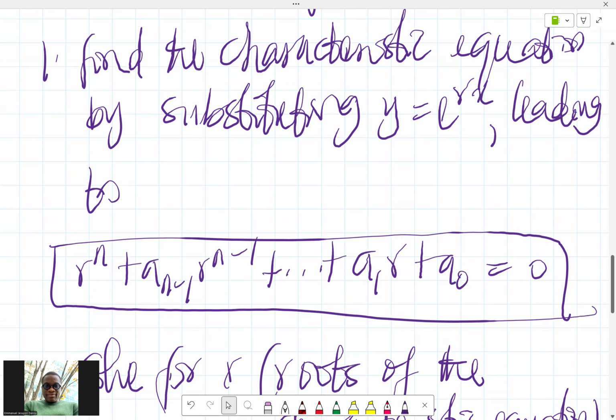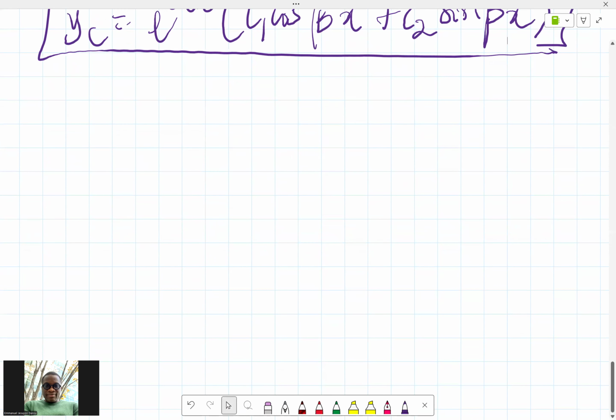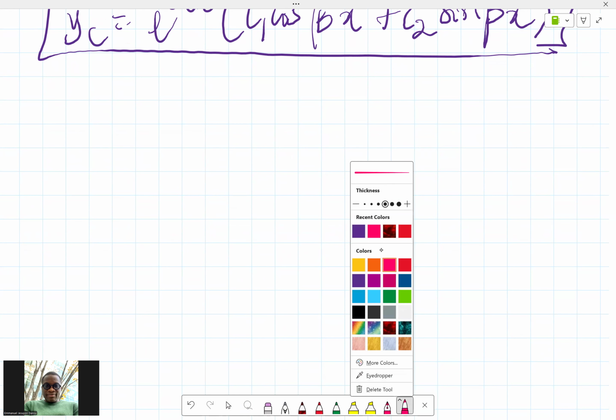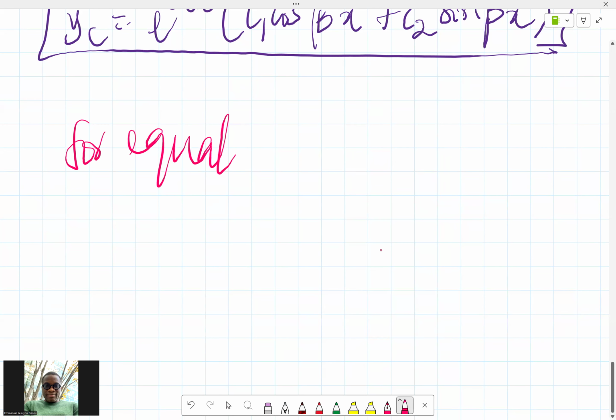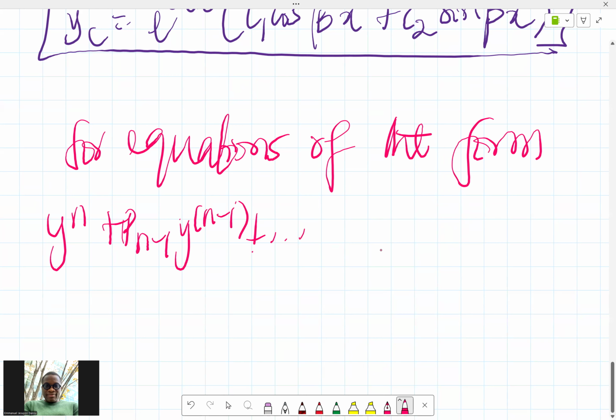So for equations of that form, that's all we get. Now, if we move on to talk about the other type, for equations, we already know when it's zero, it's homogeneous. If it is not zero, then it is non-homogeneous. So for equations of the form y^(n) plus p_(n-1) y^(n-1) plus all that plus p_0 y equals q of x, and q of x is not equal to 0.